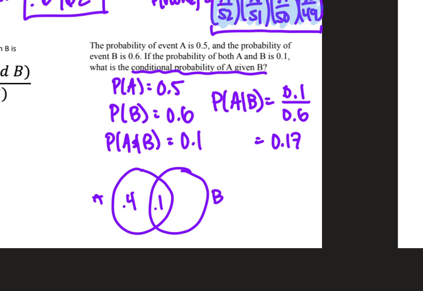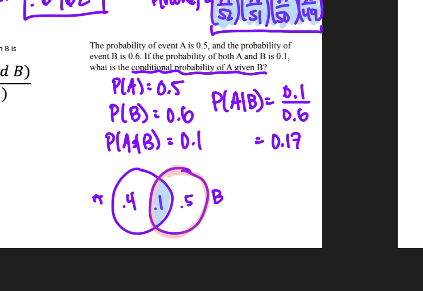So the whole thing is 0.5 in total. And then for B, it's 0.6, which means just B would be 0.5. So if we're trying to figure out the probability of A given B, we want to know the probability of A and B, which is going to be the 0.1, over the probability of B, which is 0.6.